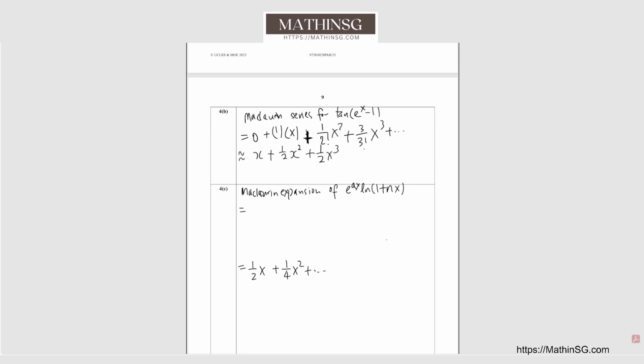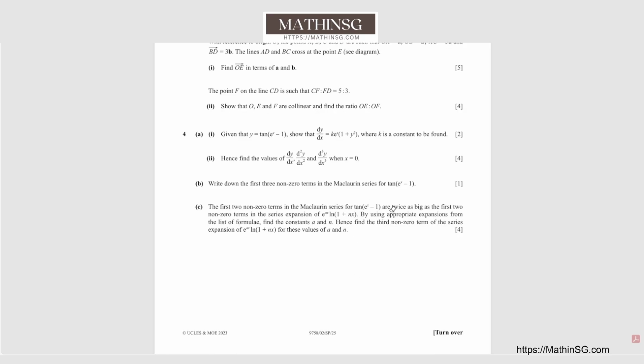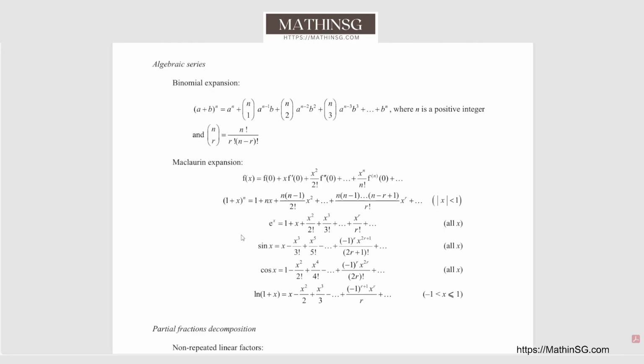Next, by using appropriate expansion from the list of formulas, they ask you to use appropriate expansion from the list of formulas. It means use these formulas here. So you have e to the power of ax and you have ln(1 plus nx). So you're going to use these two expansions here. It's just that for this, instead of x, you have ax. For here, instead of x, you have nx. So you're going to replace the x in this expansion with ax and the x in this expansion with nx.